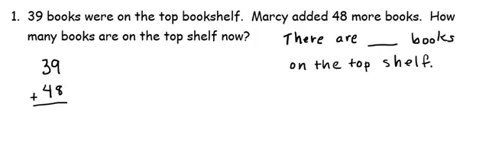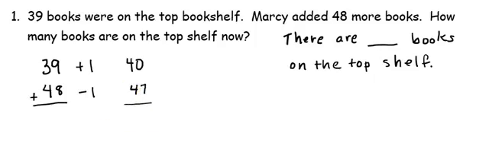So I'm going to use the compensation addition strategy that we learned a couple of lessons ago, which means I want to turn my 39 into 40 because that will make it easier for me to add. So I know if I add one number to 39 to make it 40, I need to subtract that number from 48, which makes that 47. So to compensate for adding the 1 to the 39, I have to take the 1 away from the 48.